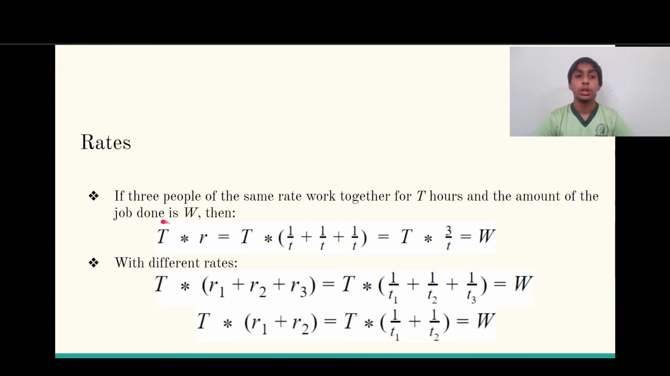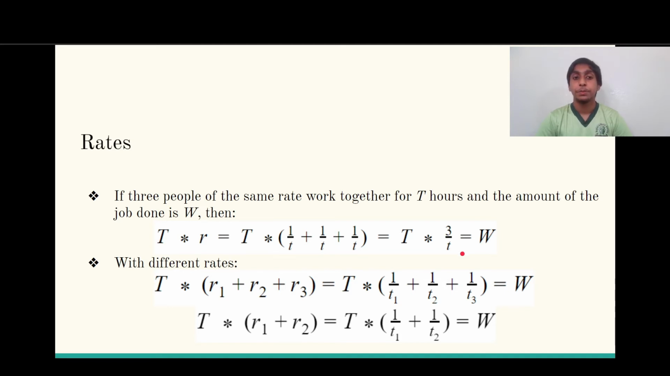So here we have some more words on rate. If 3 people of the same rate work together for t hours, and the amount of the job done is w, then t times r is equal to t times 1 over t plus 1 over t plus 1 over t, which is equal to t times 3 over little t, which is equal to w. So basically, this is for 3 people. That's why we have 3 of these, right? And they all have the same rate. So the rate is just going to be 1 over t for each of them. And when we do that, this is basically 3 over little t, right? And then we can multiply to find how much of the job has been done. W here is the amount of the job done.